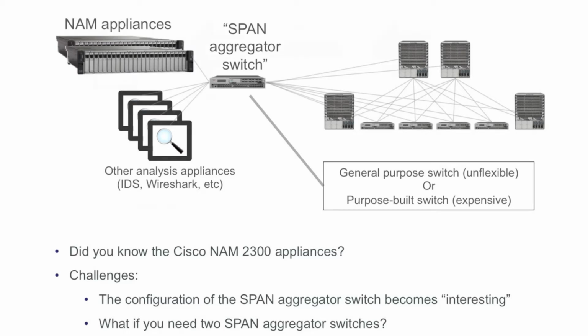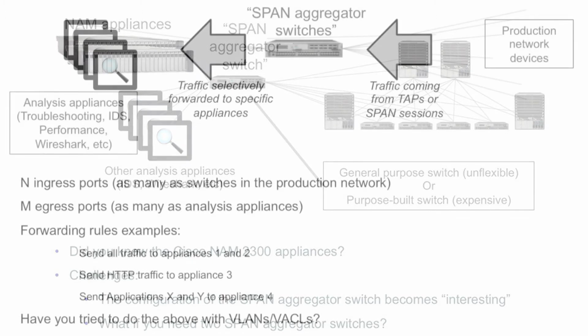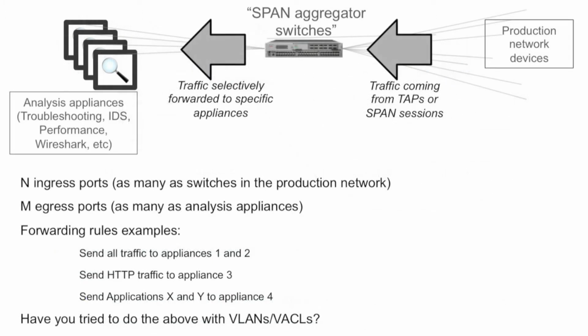So, what's the limitation here? Well, the limitation is that the life of these SPAN aggregator switches can be quite complex. If you think about it, these SPAN aggregator switches do not forward traffic based on traditional Ethernet forwarding rules. They forward traffic based on predefined rules that look something like: forward all traffic to the NAM appliance, forward port 80 and 443 to my web analysis appliance, or forward this application with which I am currently having a problem to my Wireshark laptop.